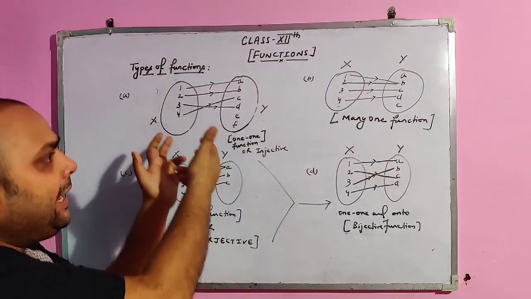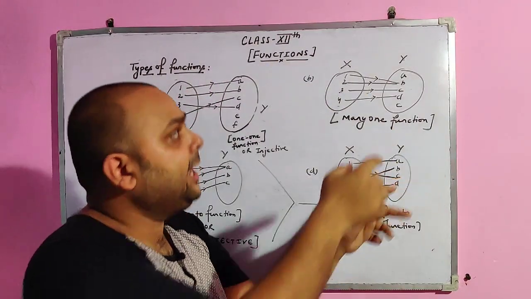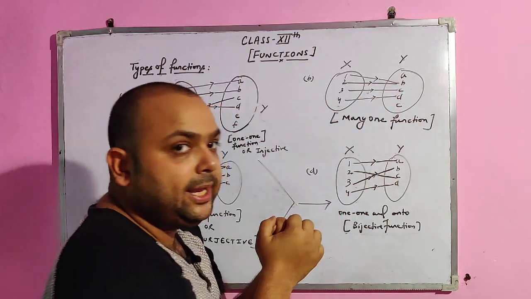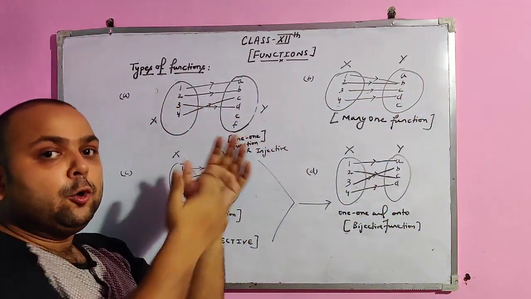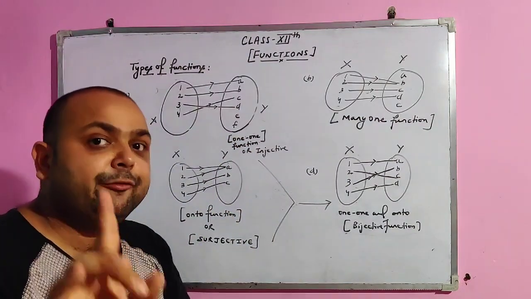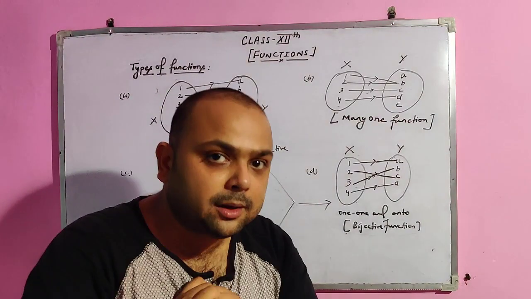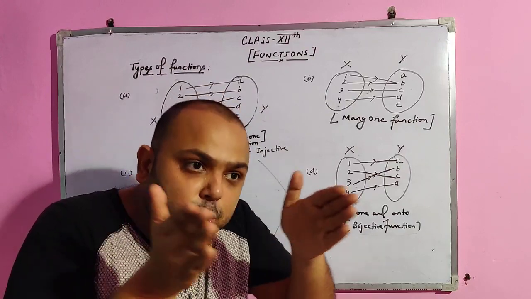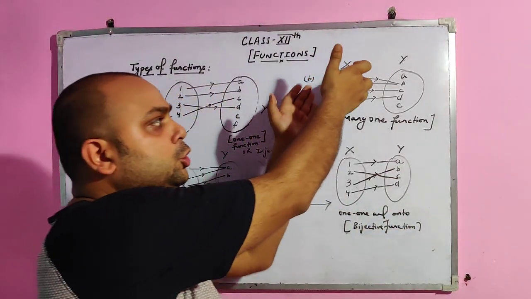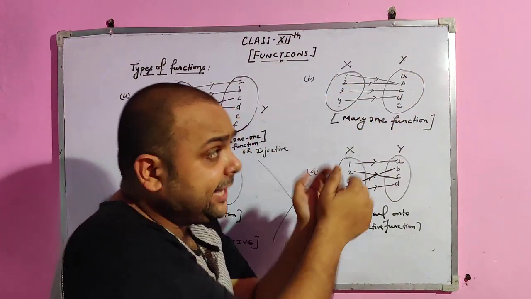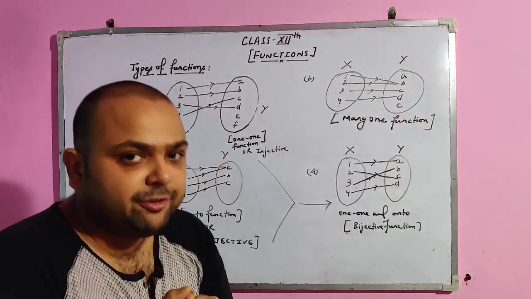Now if two elements have the same image in y, that is, 1 and 2 are both related to B only, that type of function is called a many-one function. In a one-one function, there is a one-to-one relation. Every student has only one roll number, every student has a unique roll number. That is a one-one function. But if two elements are related to the same image, they are called a many-one function.